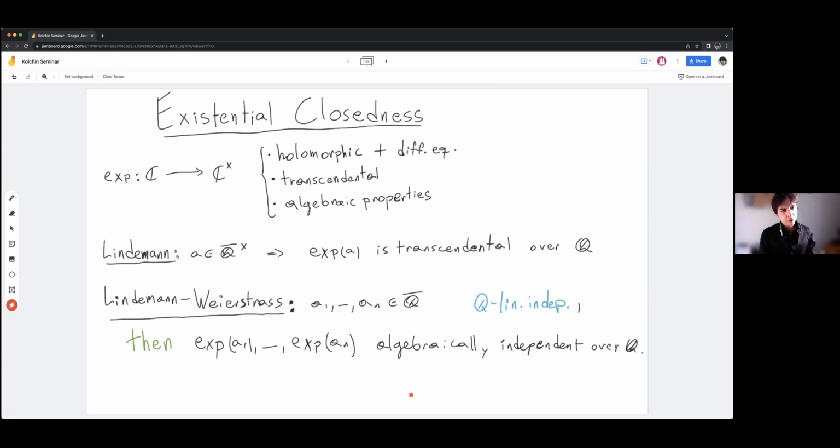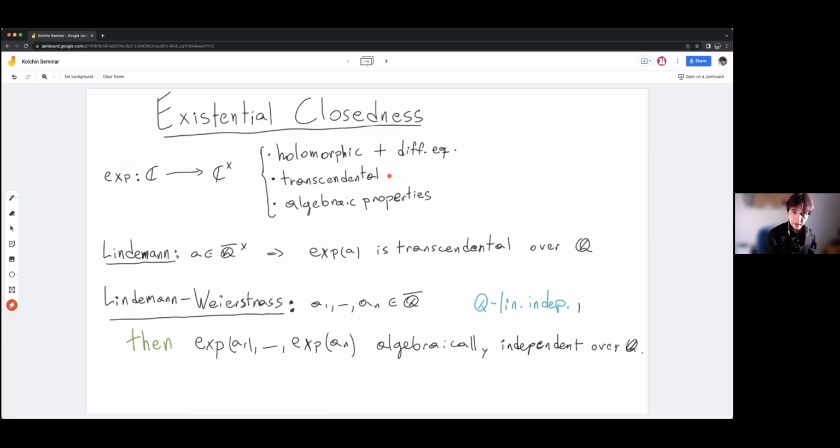So the exponential function is very interesting. It is very well behaved in many ways, in the sense, for example, that it's a holomorphic function. It satisfies a very nice differential equation. It is also transcendental, and so that means that you cannot construct this function only using field theoretic operations. You need some analysis to build it up.